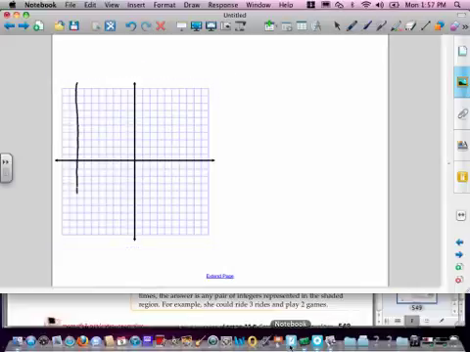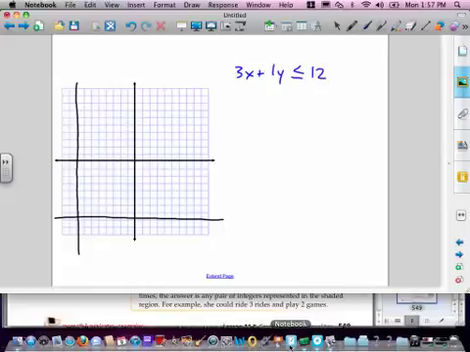Let's have this be my y-axis and this be my x-axis, and hopefully the black in there from the other stuff doesn't confuse you too much here as we go through this. So just ignore that other black line. It's not really there. And so let's take what we've got. We've got 3x plus 1y less than or equal to 12.